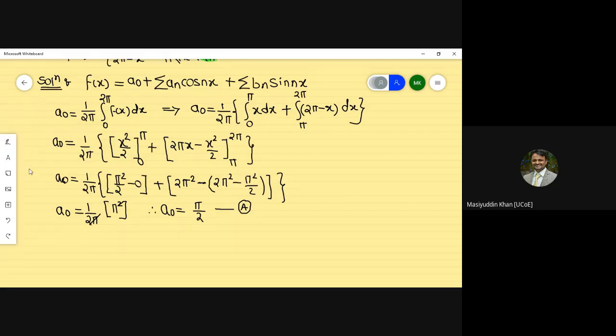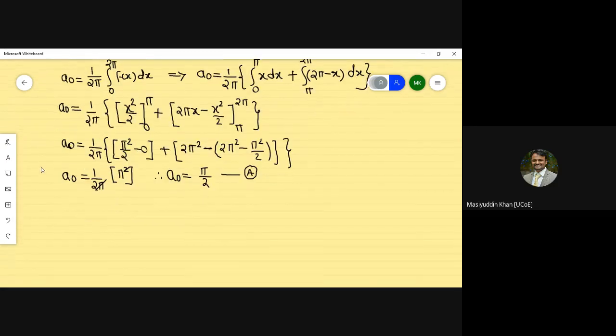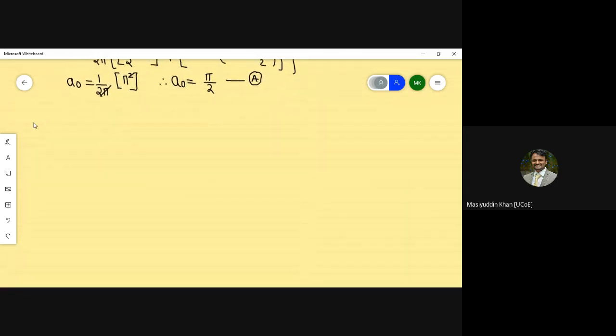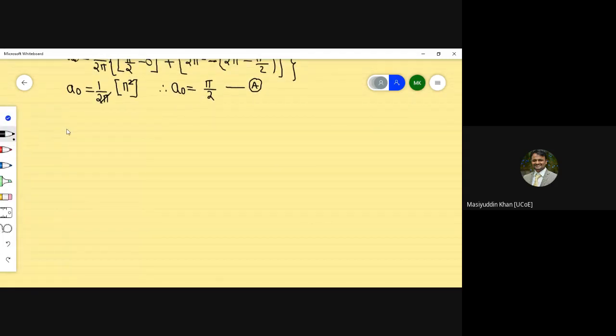Now we are moving ahead with the next part, that is we have to calculate the an part. So an is equal to, as we are aware of the formula, 1 by pi integral 0 to 2 pi f of x into cos of nx into dx. So we have to simplify here. An is equal to 1 by pi as it is.